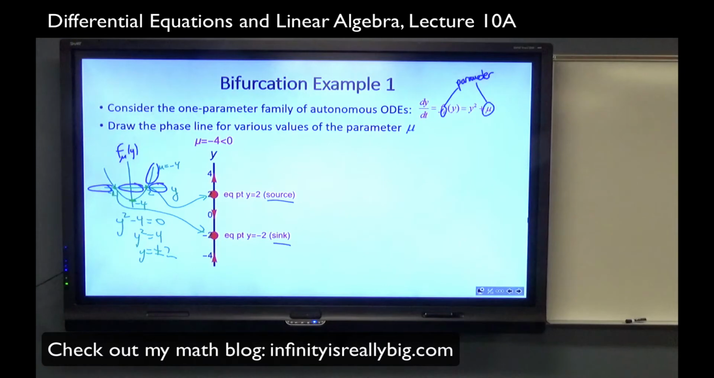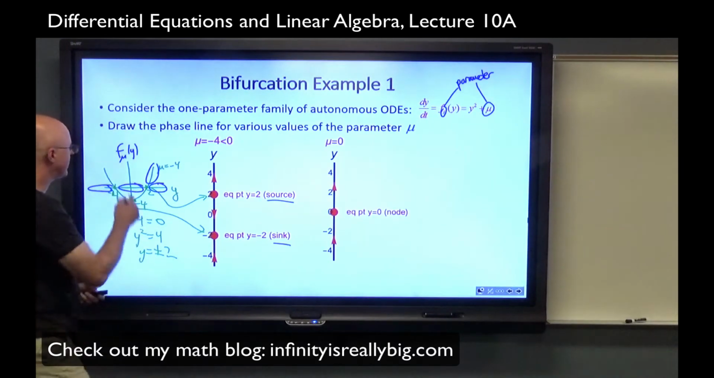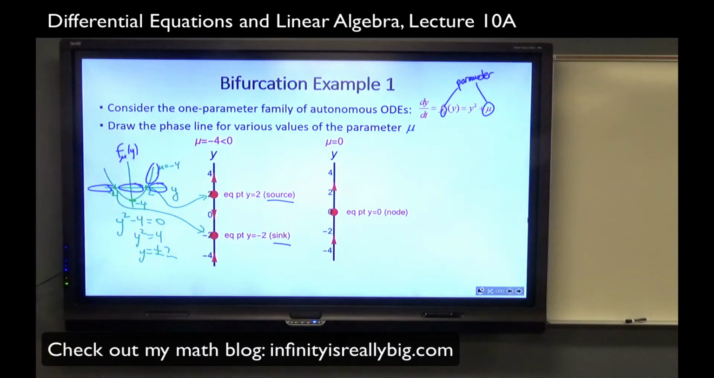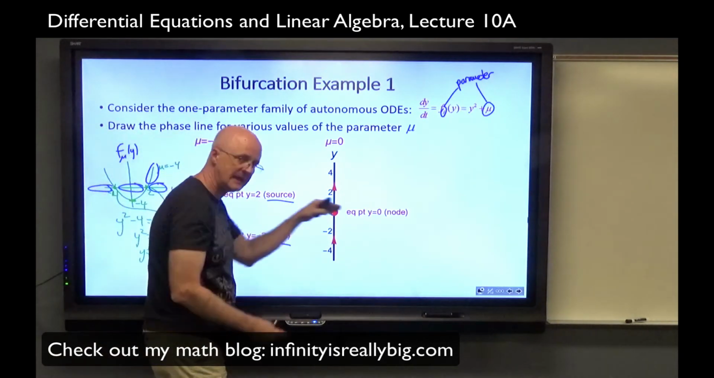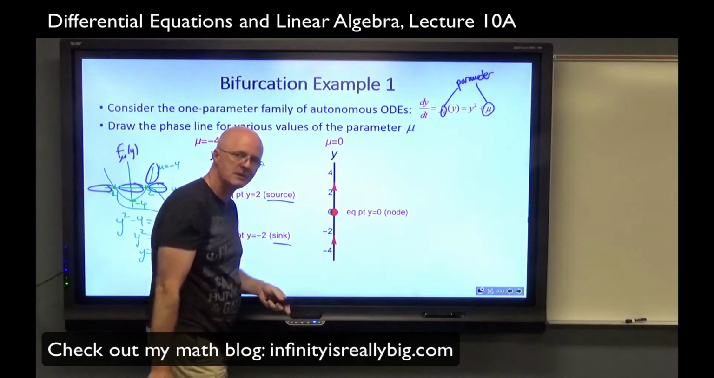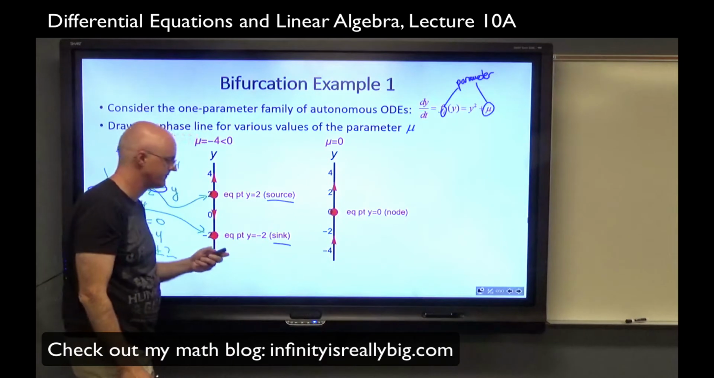All right, and that actually happens in the next example when mu equals 0. That's when f of y just touched the y-axis at y equals 0. And the right-hand side function was positive on either side of y equals 0. And therefore solutions, except for the equilibrium solution at y equals 0, are always increasing. So you put upward pointing arrows on both sides. We call that a node.